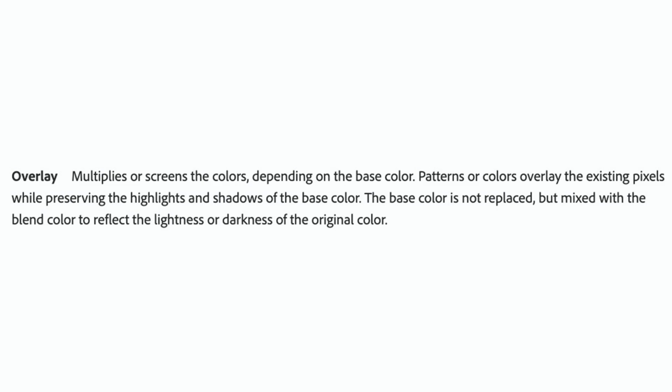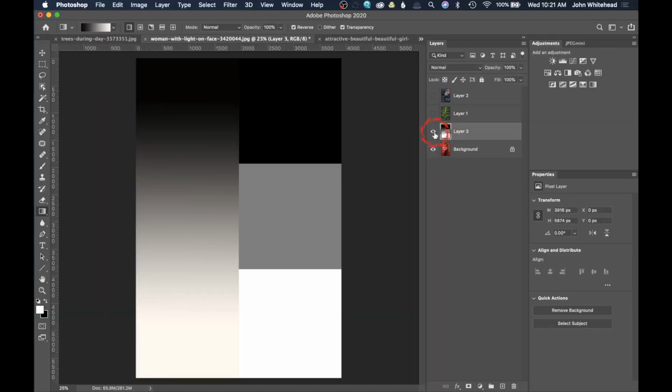A lot of these blend modes are very difficult if you read the definition or try to explain to somebody what they're doing. A lot of this is going to be visual, and I'm going to try to explain what's going on here visually. So we've got this grayscale image here. This is black, 100%, 50% gray, and white.